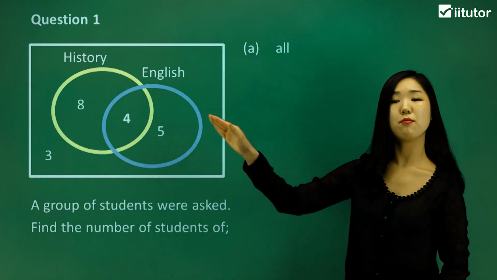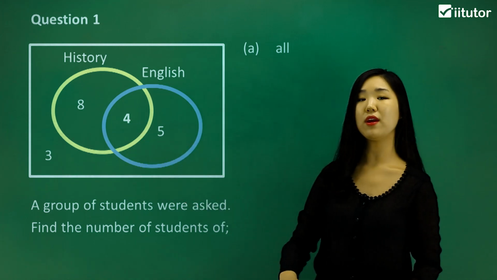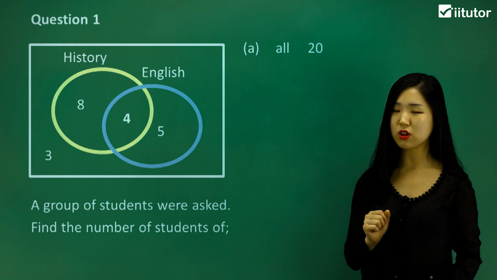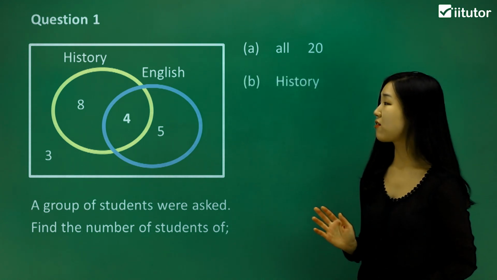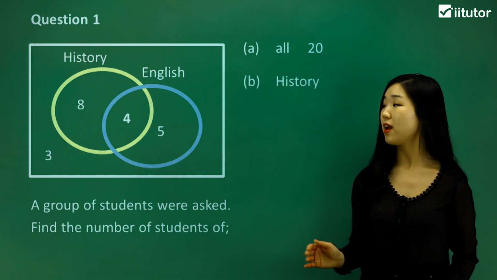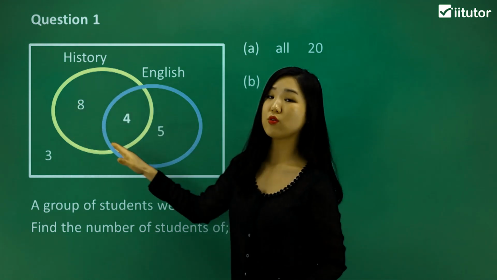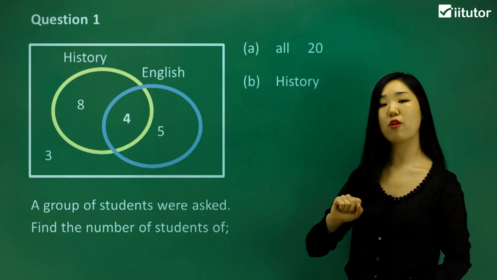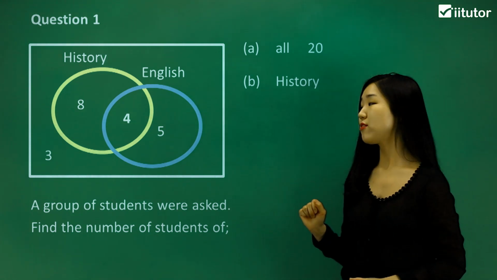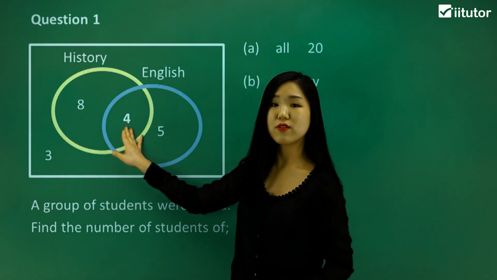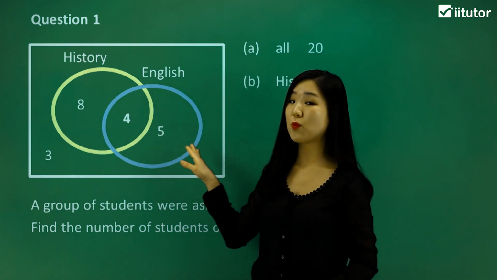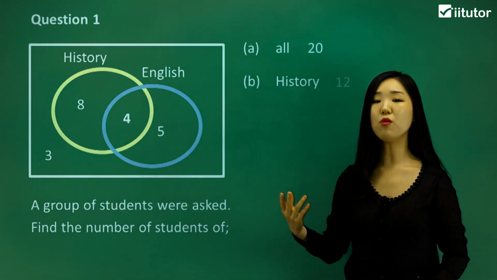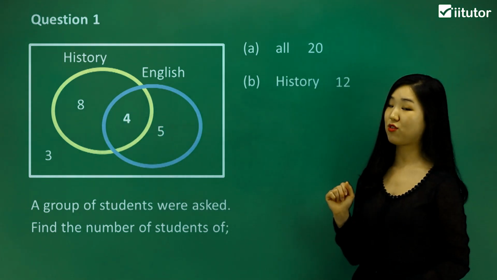So if I add all of them up, guys, 5 plus 4 plus 8 plus 3, that will give us 20. So all the students there are is going to be 20. That's the total number of students. Now B is asking for history, the students who do history. Now guys, you can see that this yellow circle is the circle that represents history. So any students that are in that circle would all count. So it would represent 8 as well as 4. These 4 students, they do English as well, but they also do history, so they're still part of the circle. So we'll add the 8 and the 4, which gives us 12. So those are the students who do history.